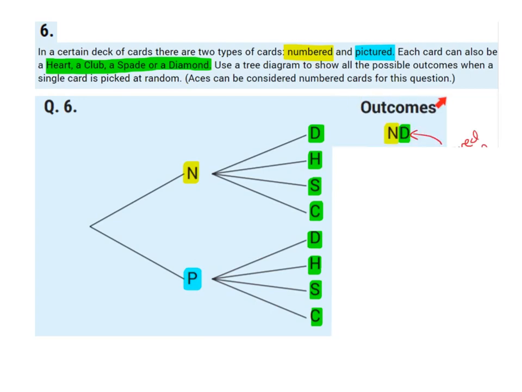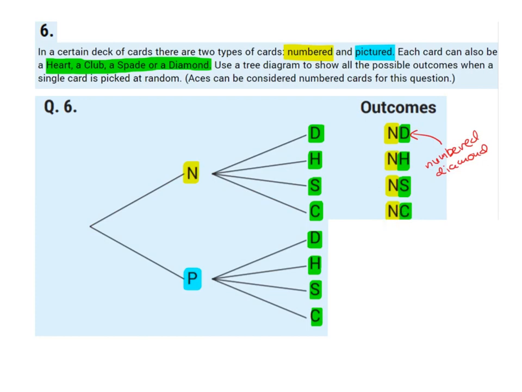So here I'm going to list my outcomes. I just follow the branches. N, D is my first outcome, ND, which means a numbered diamond. Then I follow my branch again, NH, a numbered heart. Follow the branch again, NS, a numbered spade. Follow the branches, NC, a numbered club.